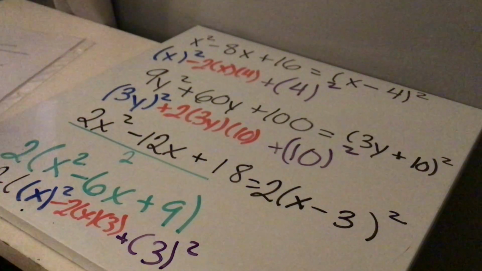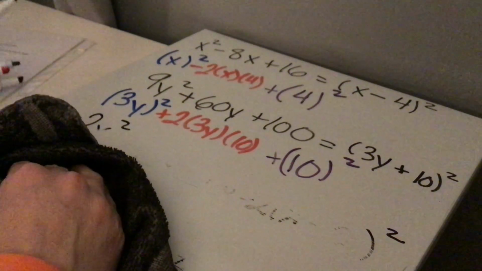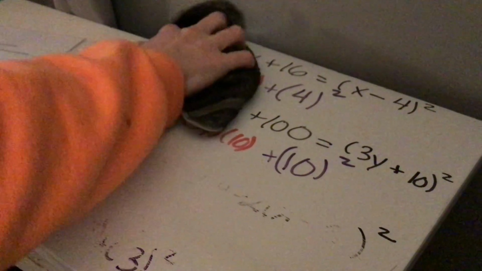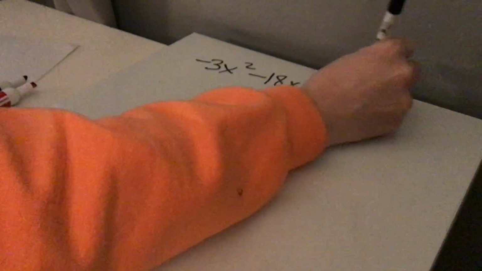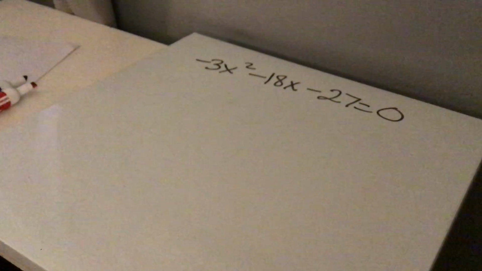So again, just like every other lesson, this factoring allows us to try to solve a quadratic. Our ultimate goal is always finding x, but you need an equal sign, okay? So once you get the equal sign, then you can solve. So we want to solve negative 3x squared minus 18x minus 27 equals 0.